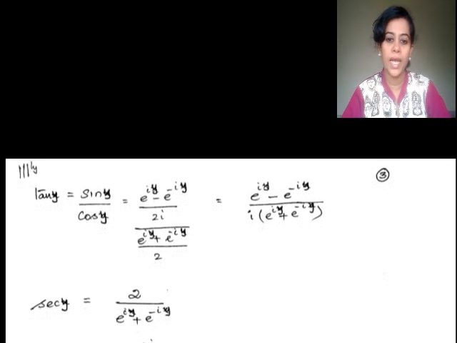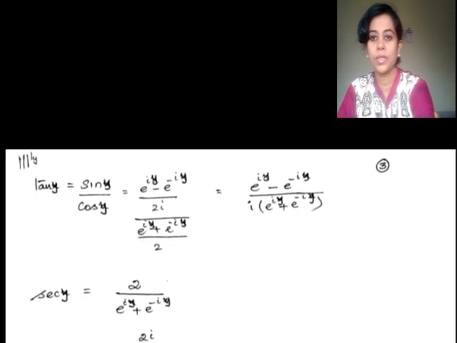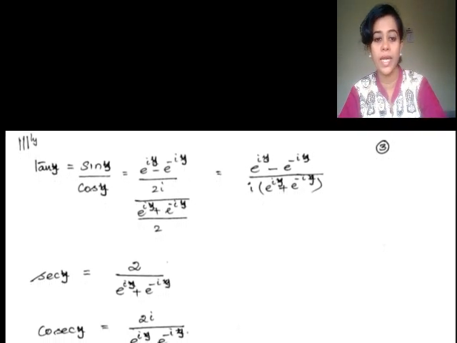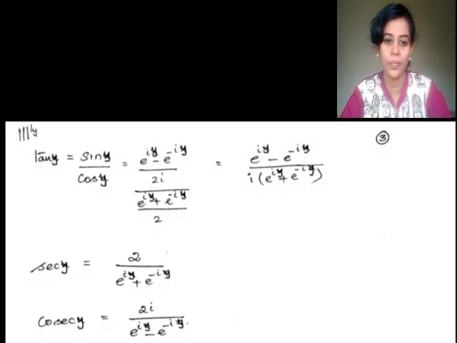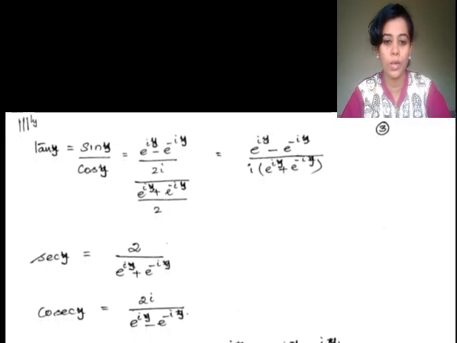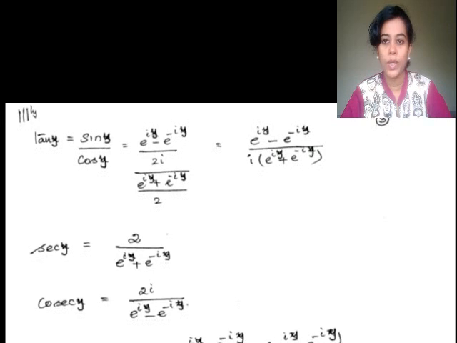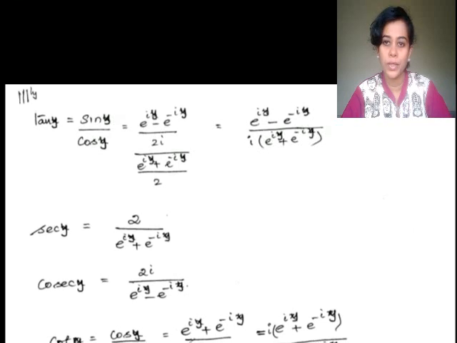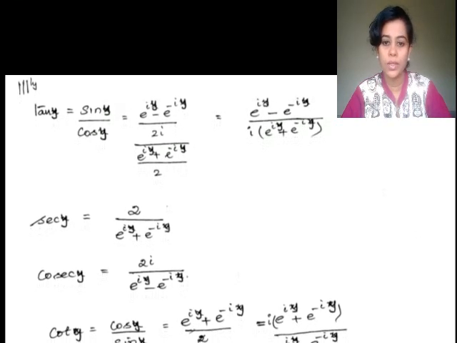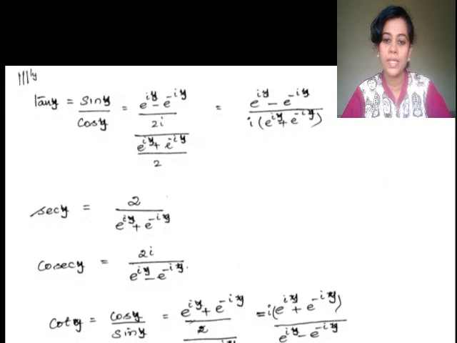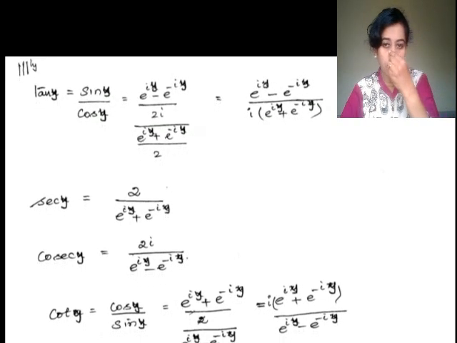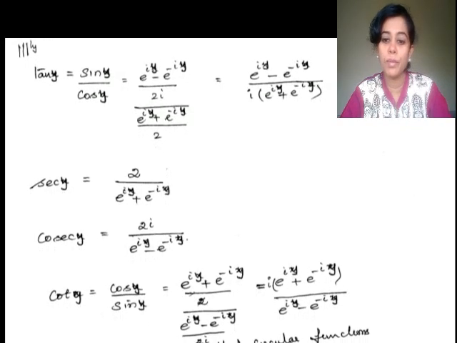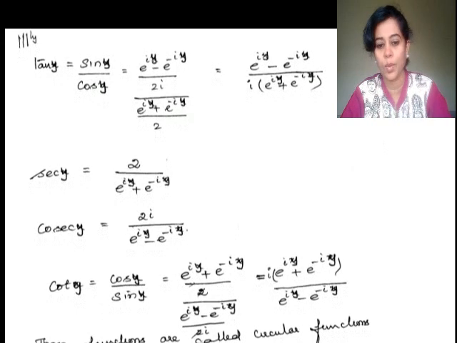Alright, similarly, I can have the other ratios. Tan y, secant y, cosecant y and all, we can get from these sin y and cos y. So tan y, how do you get it? It is sin y by cos y. So tan y = [(e^(iy) - e^(-iy))/2i] divided by the cos y term [(e^(iy) + e^(-iy))/2]. From this, we can write it as (e^(iy) - e^(-iy)) / (i times (e^(iy) + e^(-iy))).